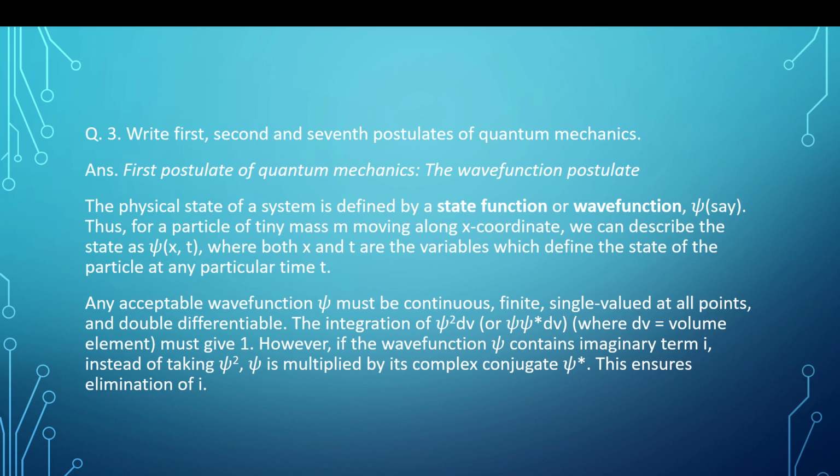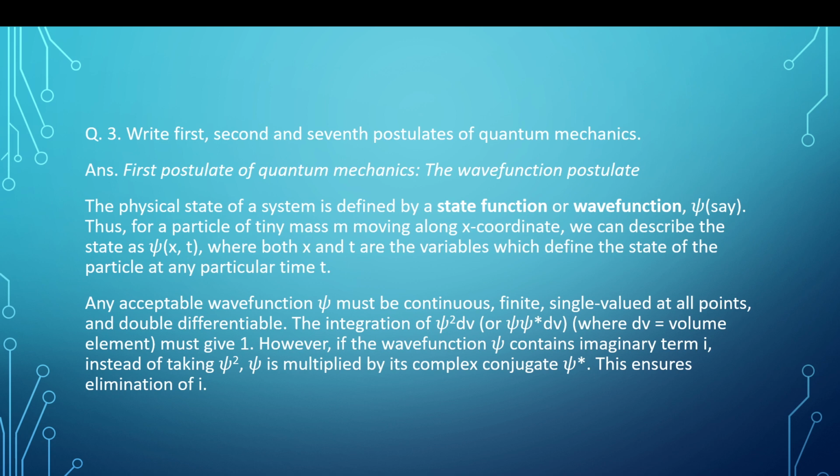Question 3. Write first, second, and seventh postulates of quantum mechanics. First postulate of quantum mechanics, that is the wave function postulate. The physical state of a system is defined by a state function or wave function, psi, say. Thus, for a particle of tiny mass m moving along x coordinate, we can describe the state as psi x t, where both x and t are the variables which define the state of the system under study at particular time t.